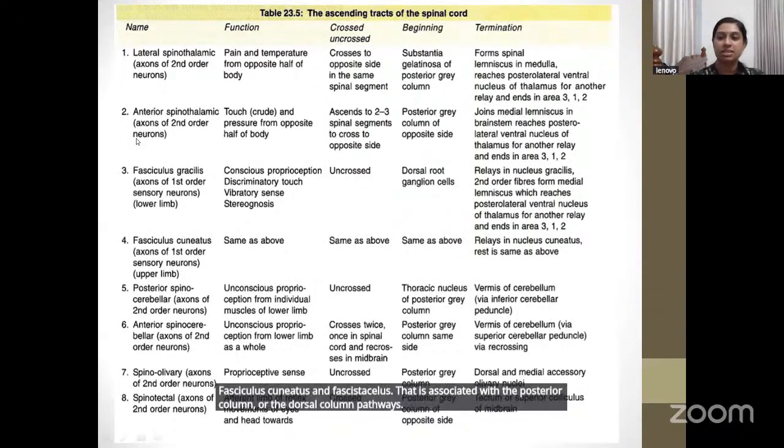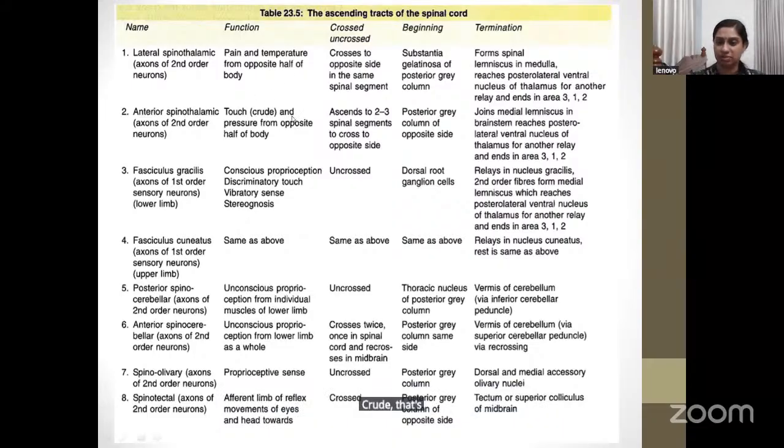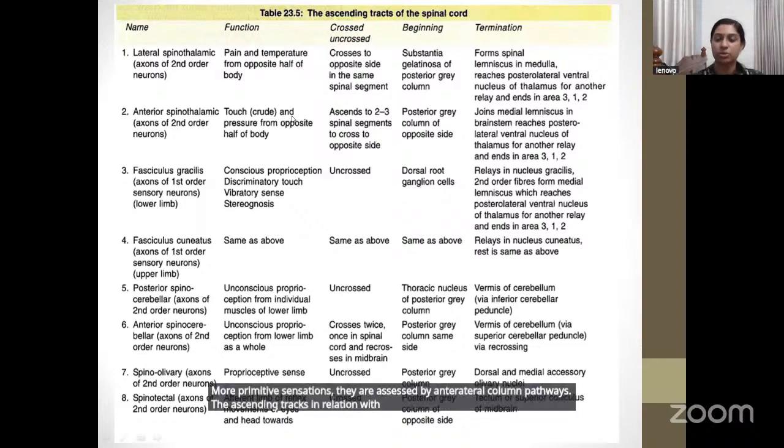Whereas there are some ascending tracts present in association with the anterior column and the lateral column. They carry more primitive sensations, that is crude touch and pressure, which cannot be appreciated as a pinpoint sensation. They are assessed by the anterolateral column pathways, the ascending tracts in relation with the anterolateral columns.